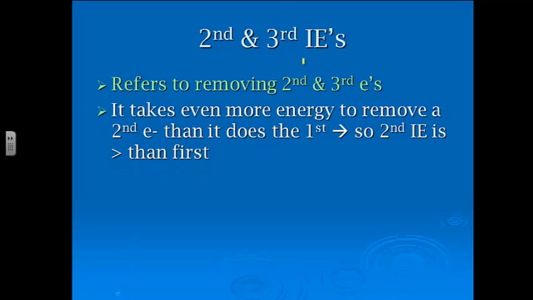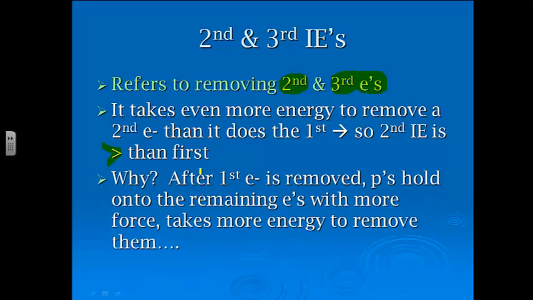Alright, second and third ionization energies. This just simply refers to removing the second and third electrons. Okay, that's all that means. And it takes even more energy to remove a second electron than it does the first, so the second energy is always greater than the first. And then why? Well, after the first electron is removed, the protons can hold on to the remaining electrons with more force, so it takes more energy to remove the next one and the next one and the next one. Just kind of the basics on that.